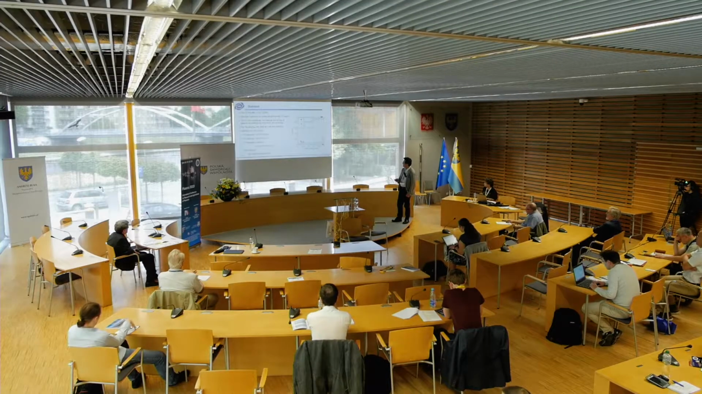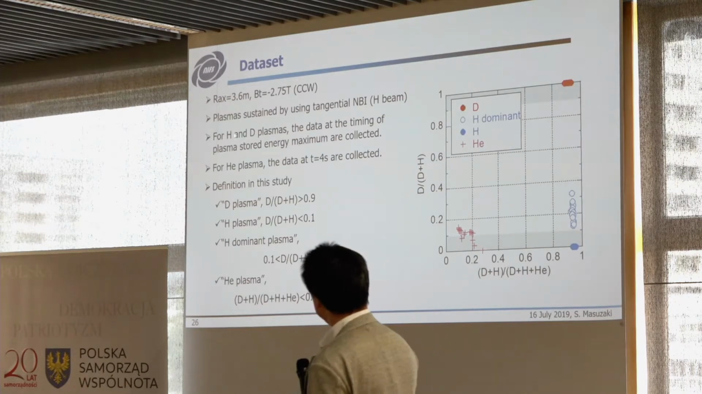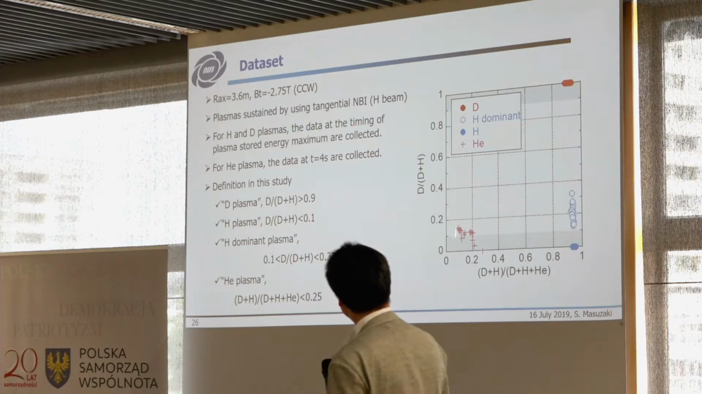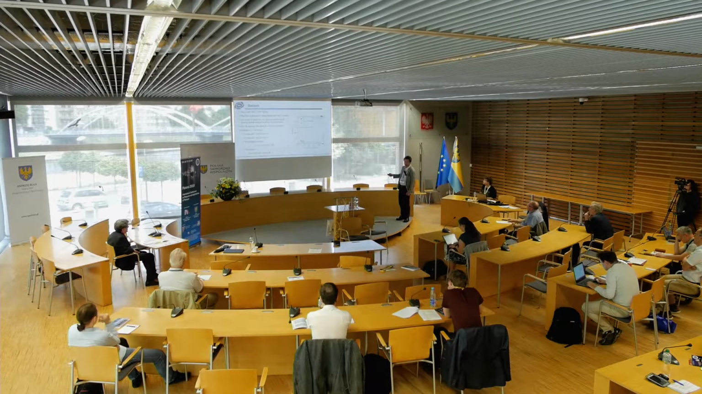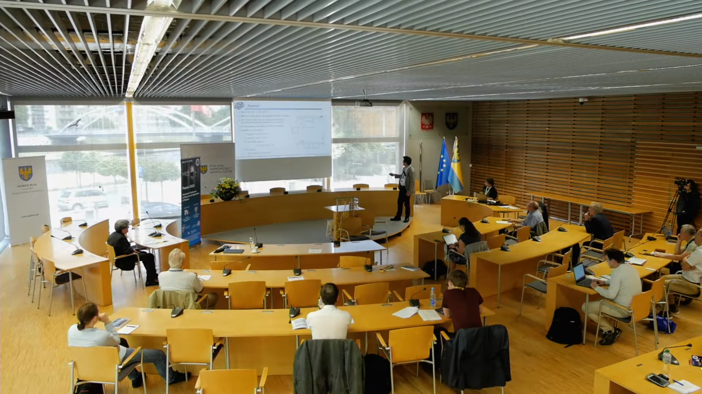So to analyze the isotope effect for divertor and PWI, a data set is prepared. All discharges are standard discharges in LHD, and the plasma is sustained by NBI. And this is the hydrogen and deuterium ratio, and this is also the helium ratio. For the deuterium case, it is almost 100%, and for the hydrogen case, there is no deuterium. And I would like to show the mixture case also.